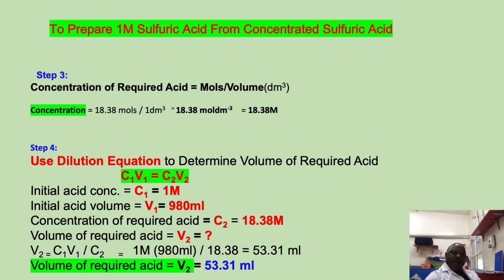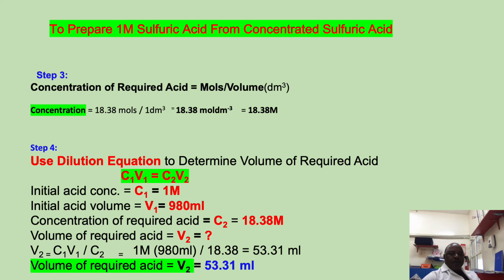Making the volume of the required acid V2 the subject, we will have C1 times V1 divided by C2, and that is 1 molar times 980 ml divided by 18.38, which is equal to 53.31 ml. That's the volume of the required acid: V2 is equal to 53.31 ml.